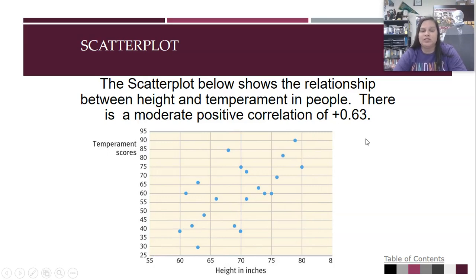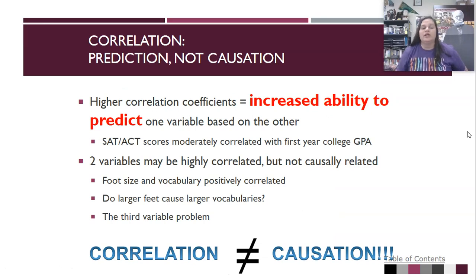So that's positive 0.63. The key thing to remember with correlations is that correlations help us to predict what's going to happen with the next variable, but it can't tell us what causes it. There's too many other factors. But the higher the correlation coefficient, the better our ability to predict the other one. Another example, SAT and ACT scores are moderately correlated with first-year college GPA. So again, they're a pretty good predictor of how well you're going to do your first year of college.